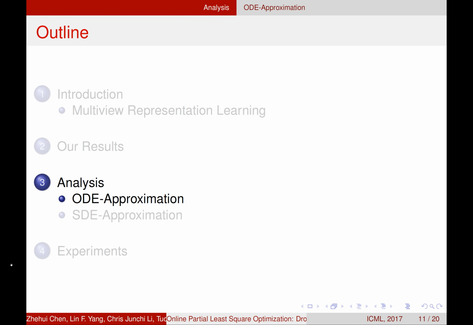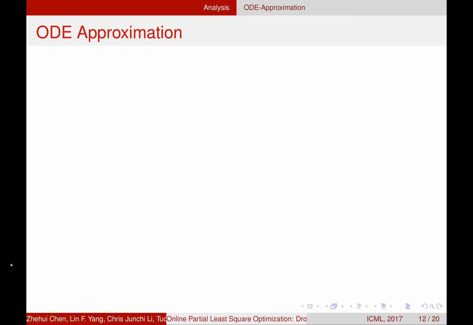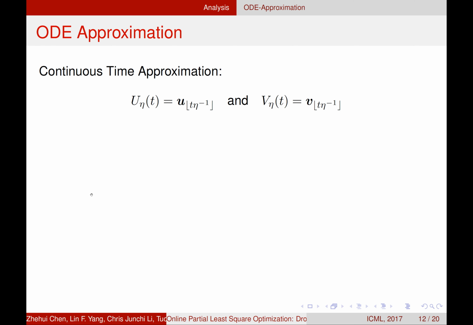It comes from this analysis. First, we use an ODE to approximate our algorithm. To do so, we consider this continuous time approximation. First of all, we take u_eta as this u. We define a new random variable that is a continuous time random variable. The value of this is a vector, u at t divided by eta, and v is the same, v at t divided by eta. Under mild assumptions, we will show that these two new random variables have very good behaviors.